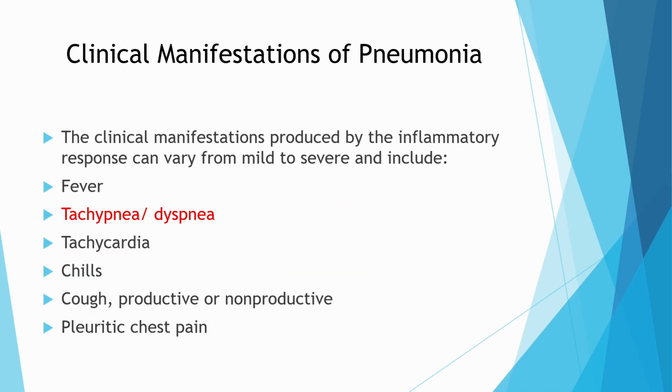So the clinical manifestations of pneumonia, the clinical manifestations produced by the inflammatory response, can vary from mild to severe and include fever. Ladies and gentlemen, please take note. Tachypnea and dyspnea, please take note. Tachycardia, chills, cough, productive or non-productive, and then pleuritic chest pain.